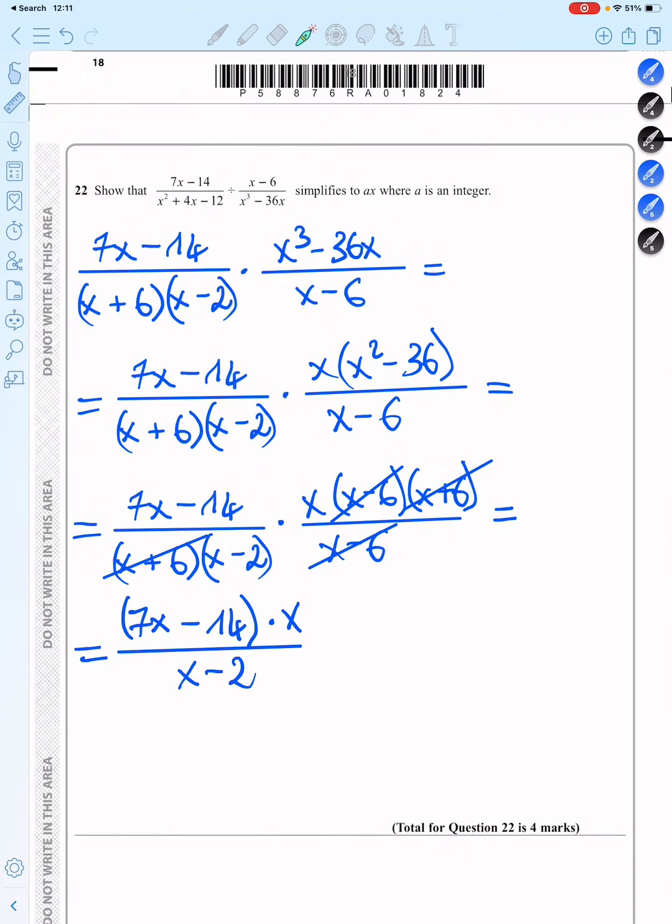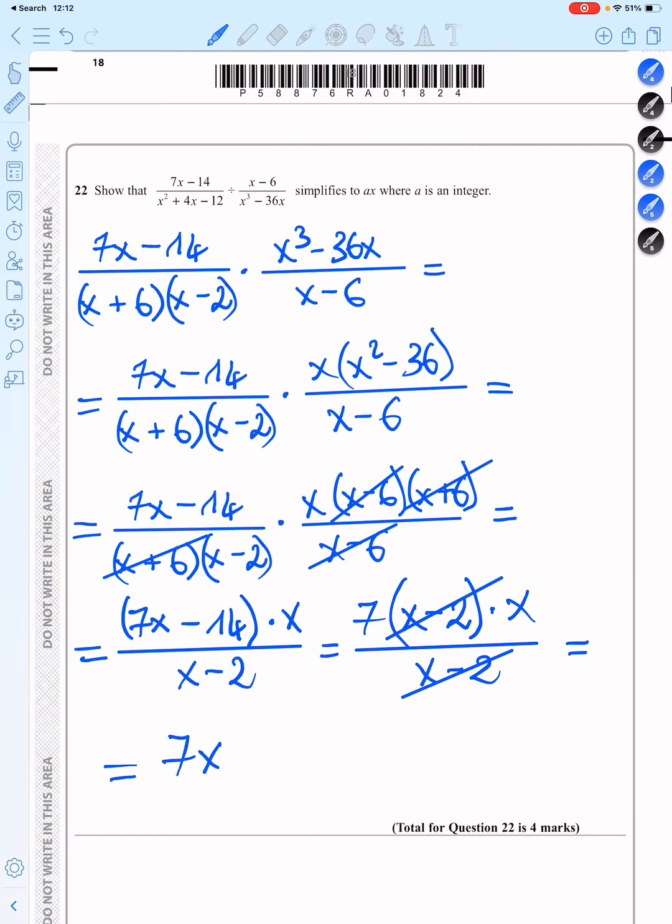Now here, 7 and 14 have 7 in common. So I'm just going to factor out 7, right? So if I factor out 7, I'm going to be left with x minus 2, right? And then I multiply by this last x over x minus 2. Now we can cancel out these 2, x minus 2 and x minus 2. And what's left is 7x. So this is our final answer.